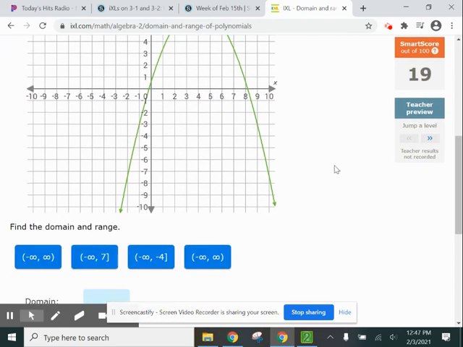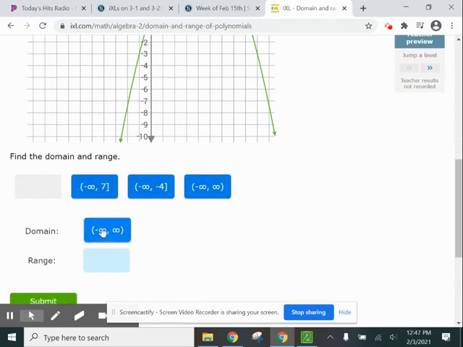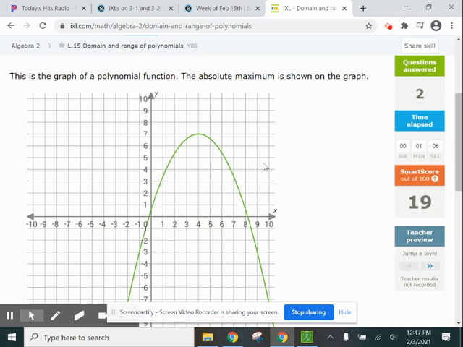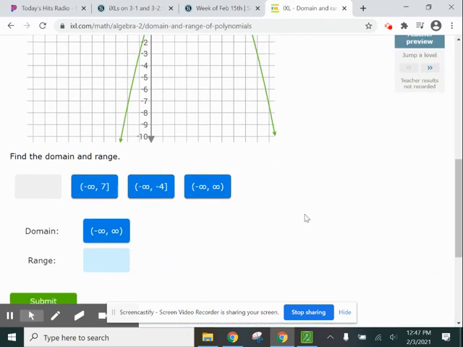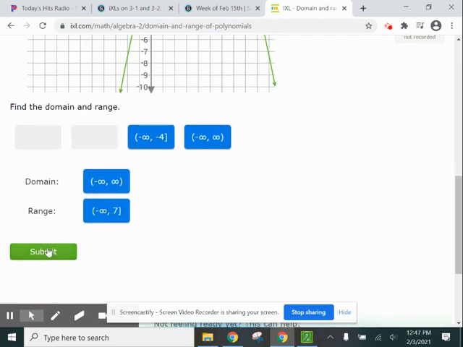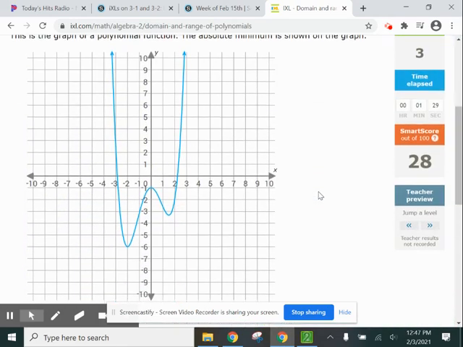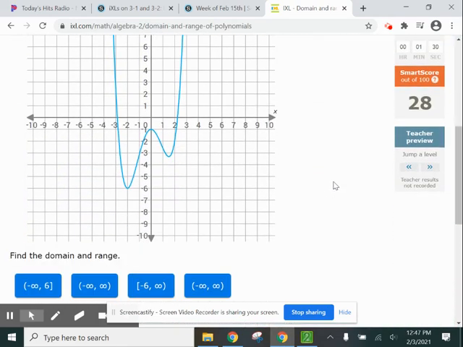This one is another quadratic, so again, got to put that in for my domain. This one reaches a high point of positive 7, and then it goes lower. Well, the only one that has the positive 7 in it is this, and it goes from negative infinity up to positive 7. Anytime you list these in interval, you always list lowest number to highest number. So since 7 is the highest number, it has to go second. Okay, and that should be good enough.